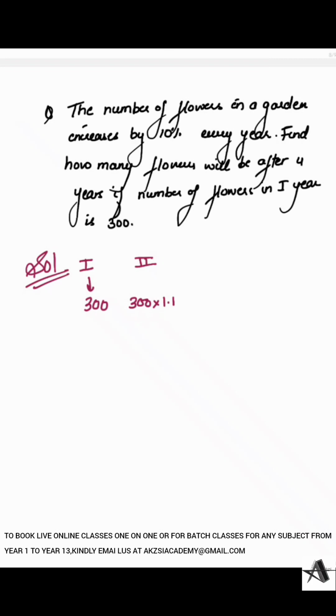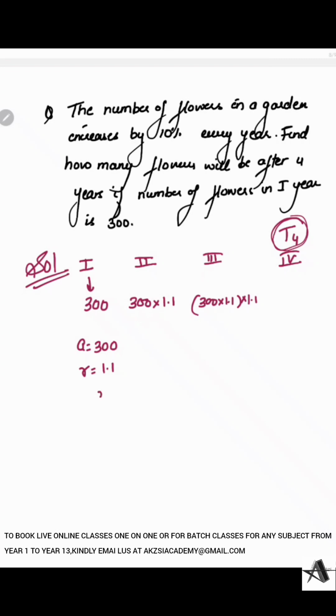So it's 1.1. In the third year, again what's happening? This whole will be increased by 10%. So into 1.1. So you can clearly see that a is 300. The common ratio is clearly 1.1, because we keep on multiplying, and we have to calculate how many flowers there will be after 4 years. That means at year 4, we are talking about t fourth, the term t fourth I'm talking about. We have to find that.